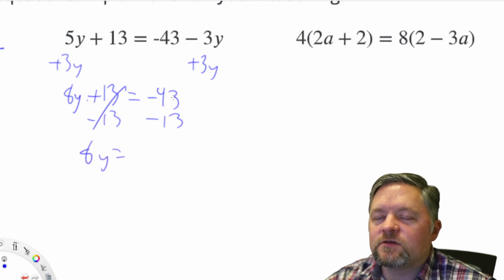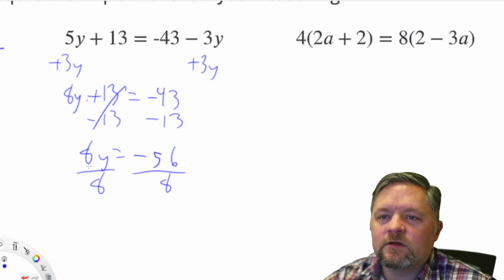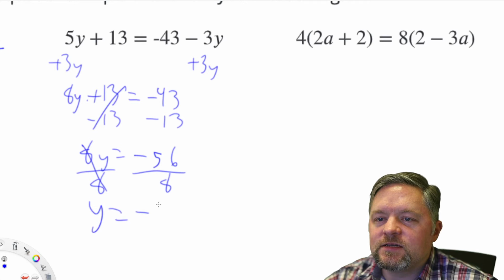8y equals negative. We're 43 feet underground. We go 13 more feet down. We are at negative 56. Divide each side by 8. And we are left with y equals negative 56 divided by 8, which is negative 7.